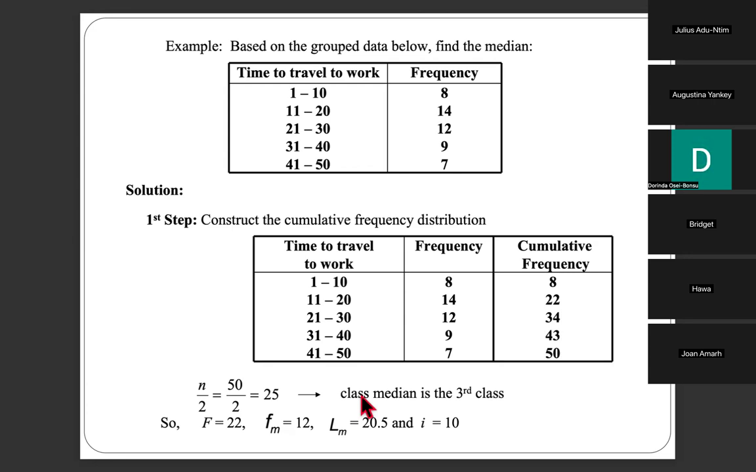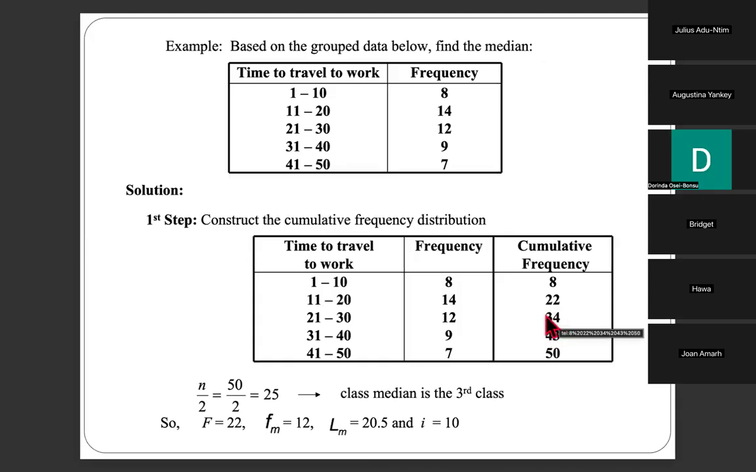So let me go over again. First, for you to find your median class, you divide the total frequency 50 by 2 and you get 25. It means that your median class will be where your 25th position is. So positions 1, 2, 3 up to 8 will be here, then up to position 22 will be here. But we know that positions 23, 24, 25 will be found in this group. So this one becomes our median class.